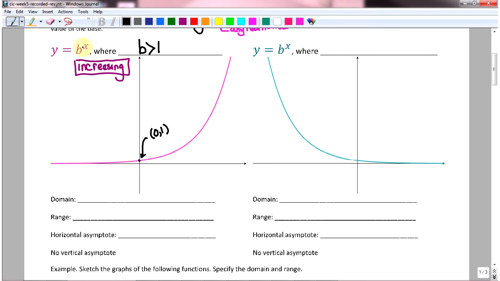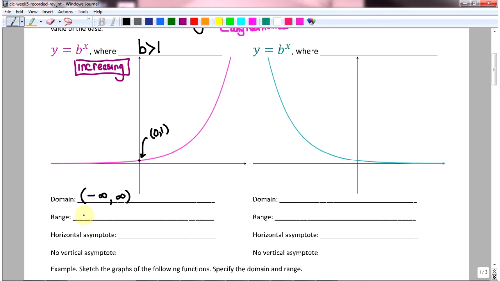The domain of this function, so remember the domain are all the values you can plug in for x. Well, we can raise a number to any power. So the domain is going to be all real numbers from negative infinity to positive infinity. And you can see that from your graph. Any x value that you pick, there will be a corresponding y value on the graph.